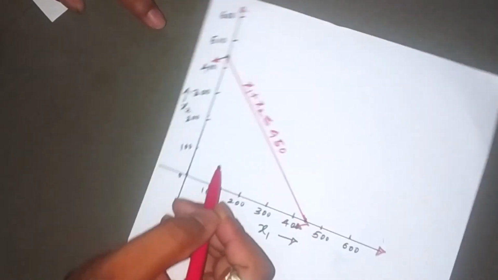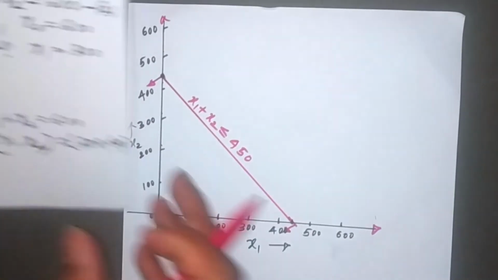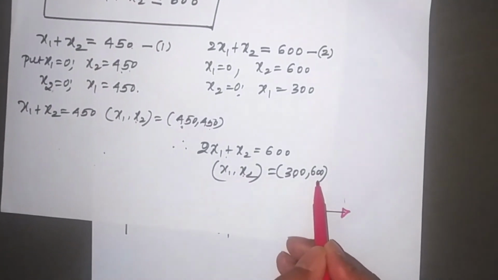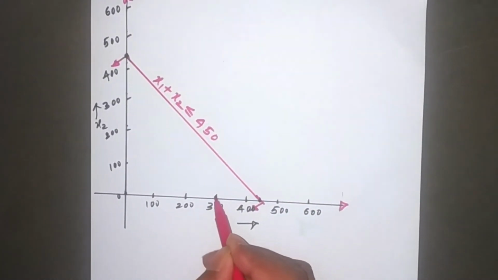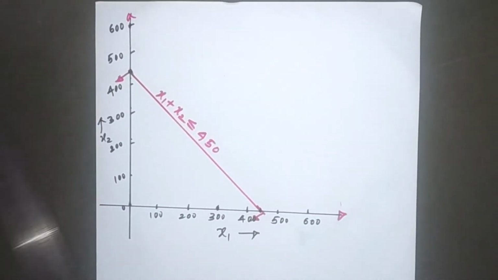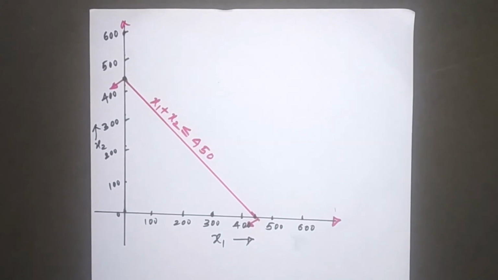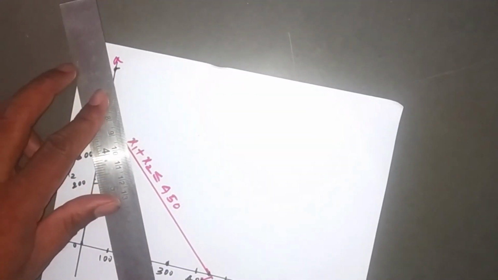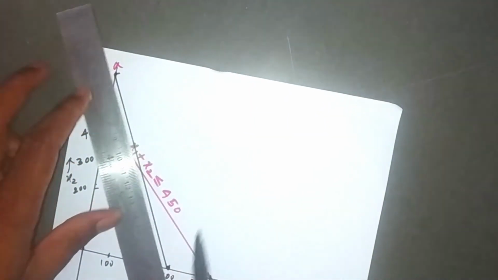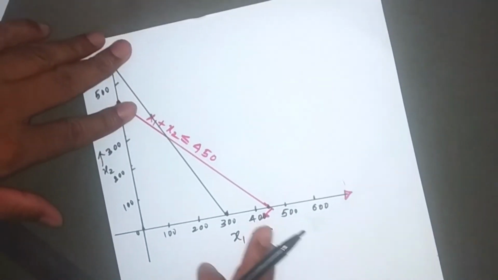Now for the second constraint, I got x1 as 300 and x2 as 600. So x1 is 300 here and x2 is 600 here. Now we'll join these 2 points by a line. So this is the second condition, and I'll be writing the constraint for this.